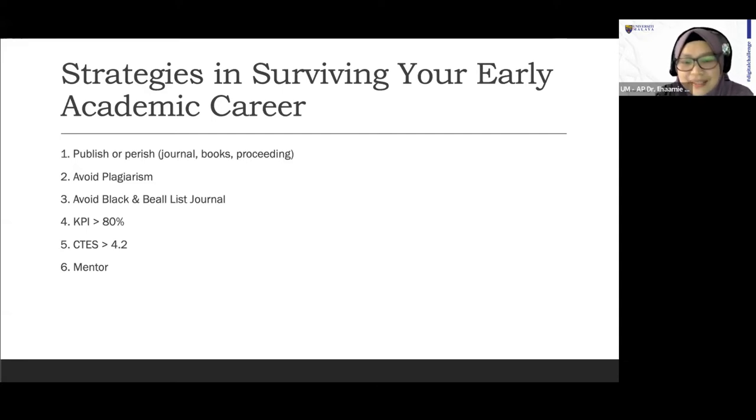Next is networking and collaboration. So other than finding a mentor in your field, you can also network and collaborate with others outside our university. Either you can find your network on your own, or you can find your network from your own mentor.